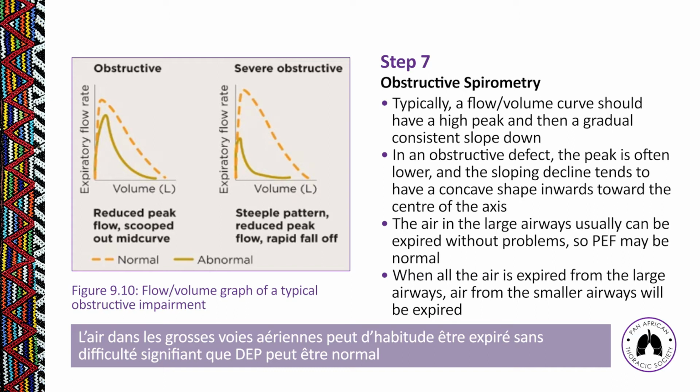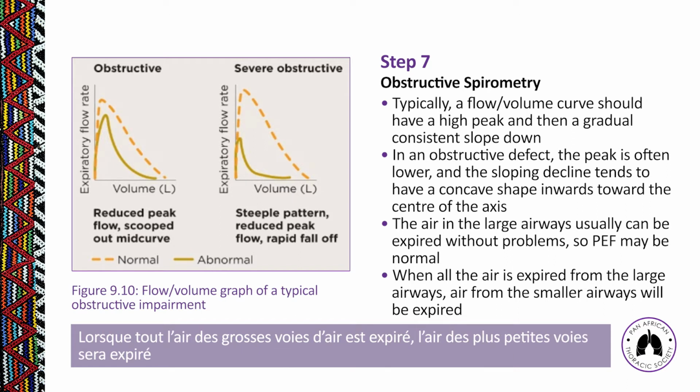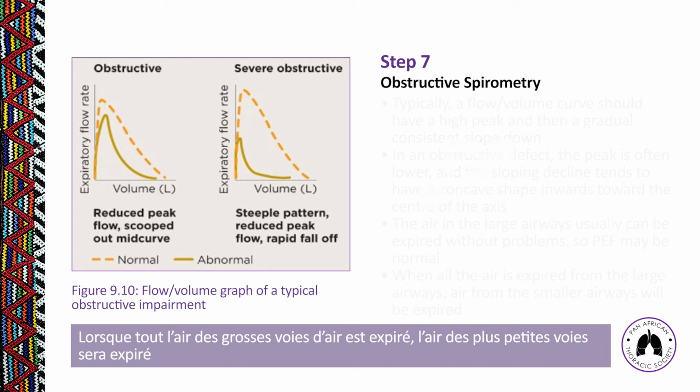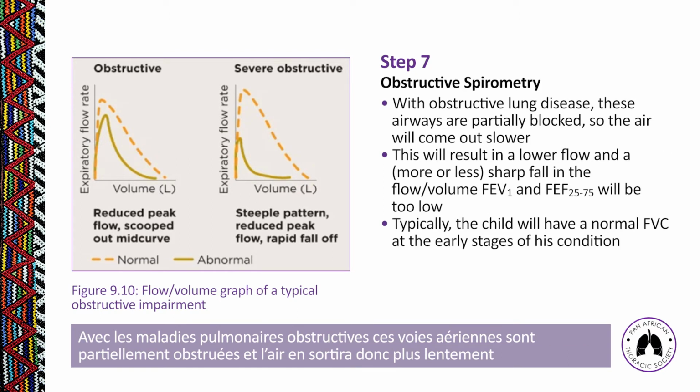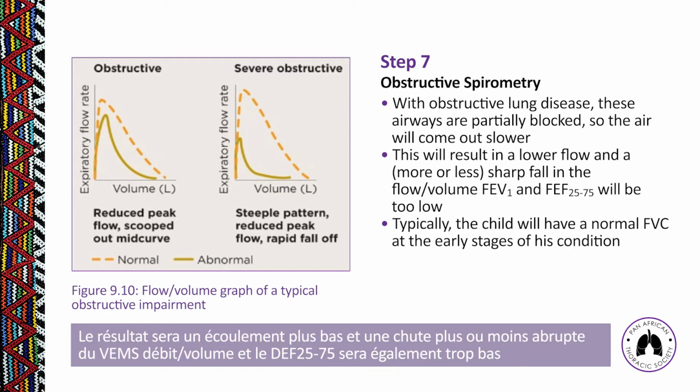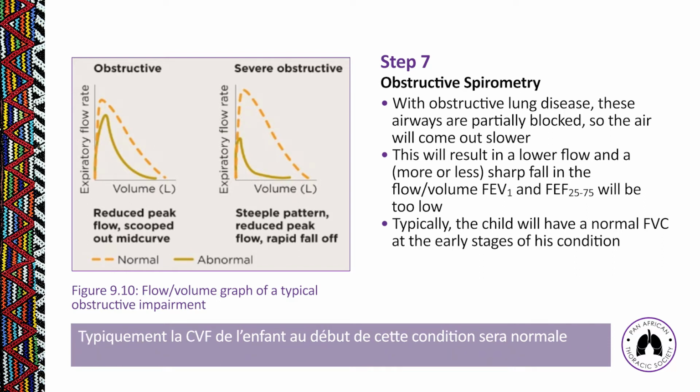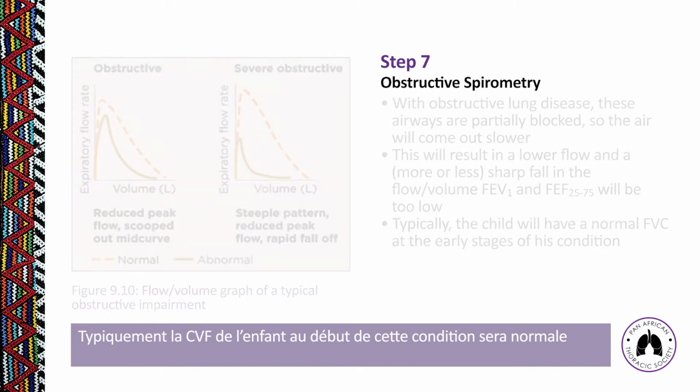The air in the large airways usually can be expired without problems, so the peak expiratory flow may be normal. When all air is expired from the large airways, air from the smaller airways will be expired. With obstructive lung disease, these airways are partially blocked, so the air will come out slower. This will result in a lower flow and a more or less sharp fall in the flow volume. FEV1 and FEF 25-75 will be low as well. Typically, the child will have a normal FVC in the early stages of his condition.